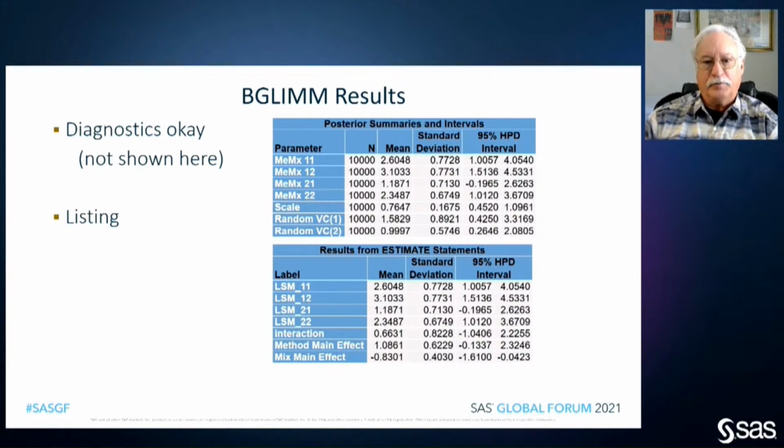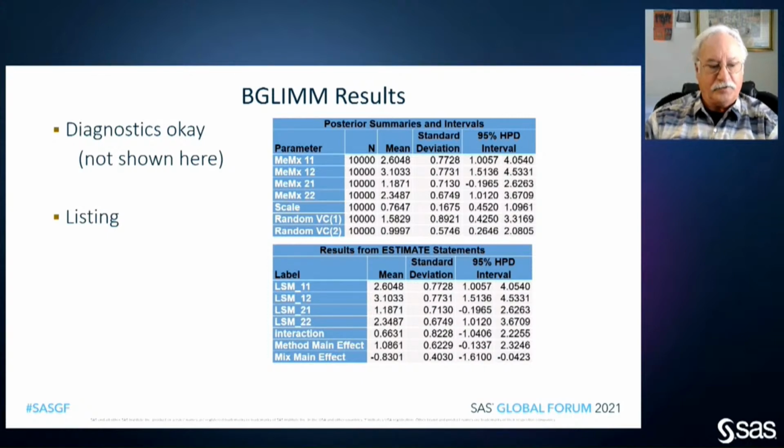And then you see also the results of the estimate statements. The first 4 are identical. The interaction, because it does include 0, that would be taken as evidence that there's no statistically significant method by mix interaction. So you can turn your focus at that point to the main effects. So it looks like here there is a significant mix effect because its HPD interval does not include 0, but there's not a significant method effect.